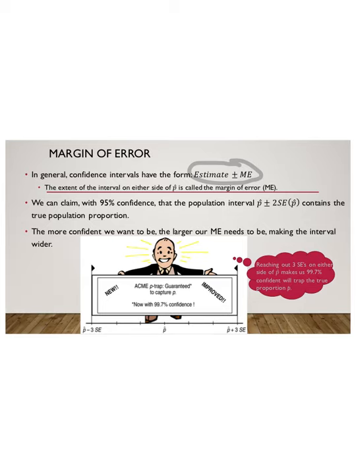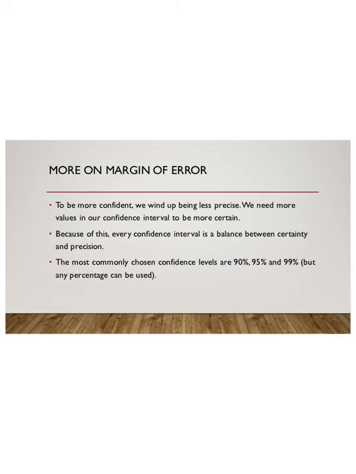The more confident we want to be, the larger our margin of error needs to be, making the interval wider. If we reach out 3 standard errors on either side of p hat, that makes us 99.7% confident we will trap the true proportion p. Notice the range in this picture is much larger. To be more confident, we wind up being less precise because we have a greater range of values. We need more values in our confidence interval to be more certain.